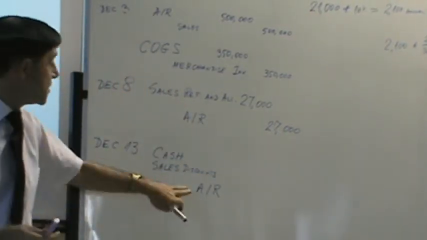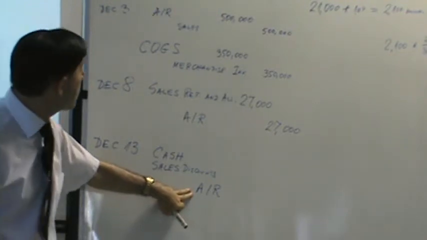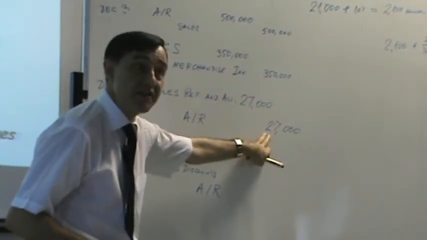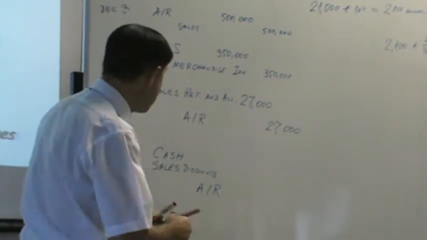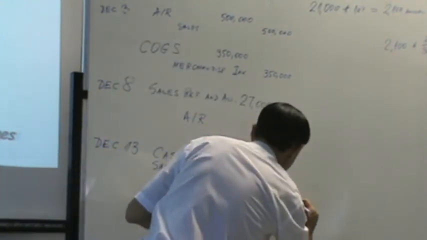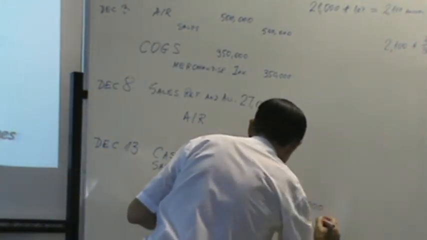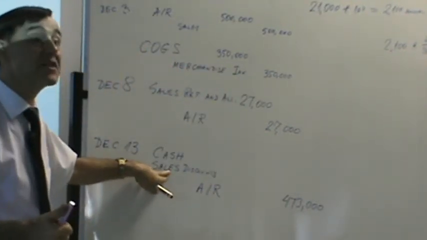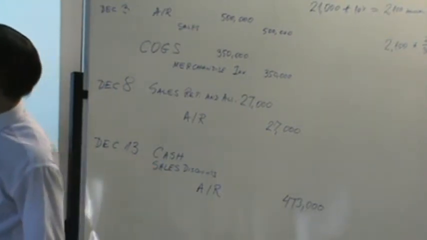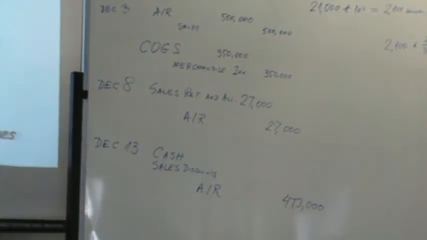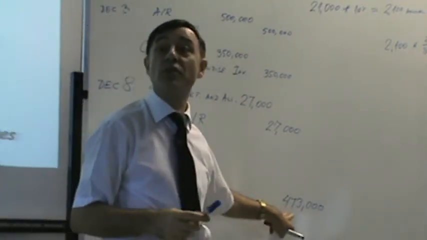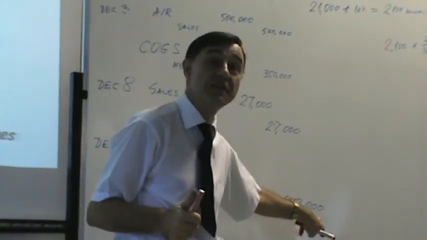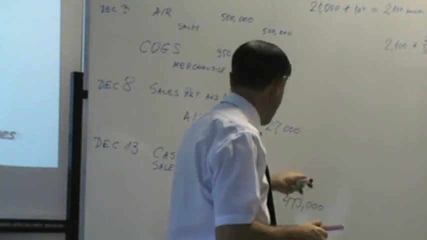Now, what is the account receivable? The account receivable is 500,000 minus 27, which is 473,000. That's credit. Now we need to calculate the sales discount. And sales discount is 2%. So now you need to calculate, calculators, iPhones, what is 2% times 473.